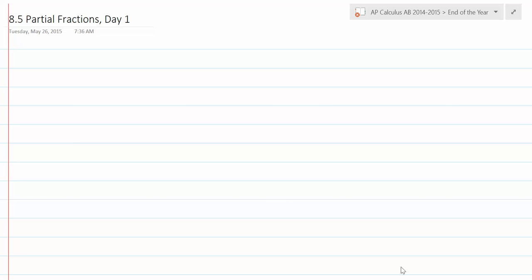This is 8.5 partial fractions day 1. This is just going to be another strategy that we can use to help us integrate. So if you remember back before the AP exam, we had basic integration, we had U substitution, we also had using the different forms of trig as well, and then also inverse trig, and then we talked about last week using integration by parts. So today we're going to talk about partial fractions.